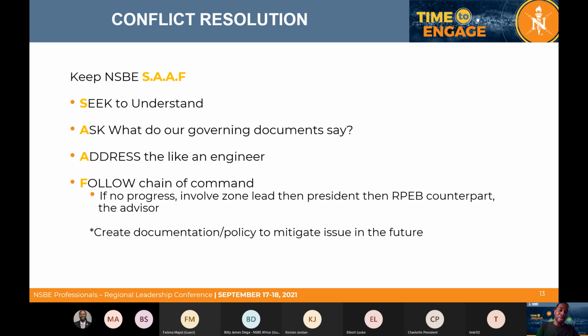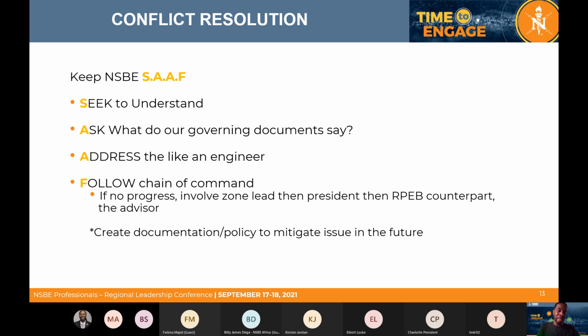Then you want to ask, what do the governing documents say? A lot of disputes can be avoided by referring back to the governing documents, because that should be your chapter's Bible, that lets you know what you can and cannot do in a variety of situations.